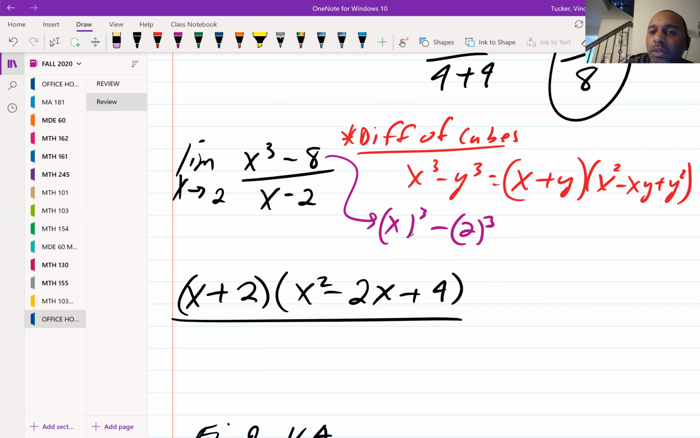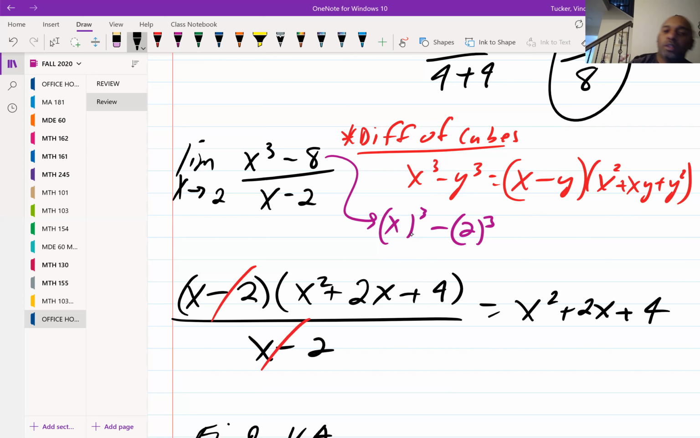And hold on, I did my signs wrong. Sorry about that. It's supposed to be the same. So it was a minus, then it should be a minus, and then it should be opposite with a plus in the back. So let me do that. All right, there we go. Then on the bottom, we've got x minus 2. These cancel, leaving x squared plus 2x plus 4.